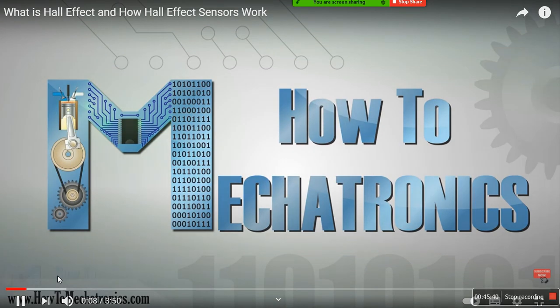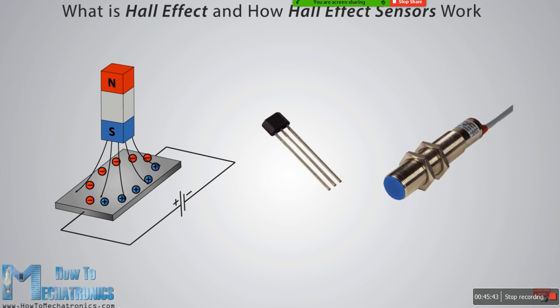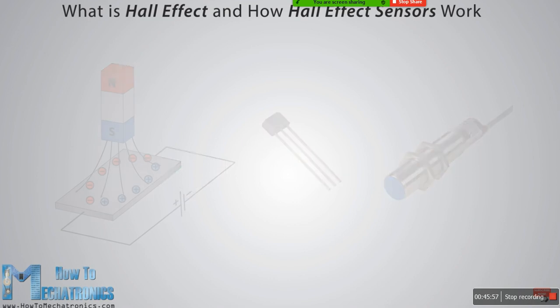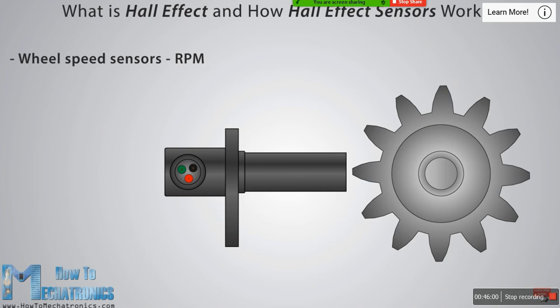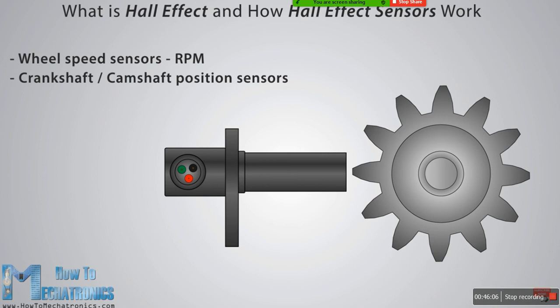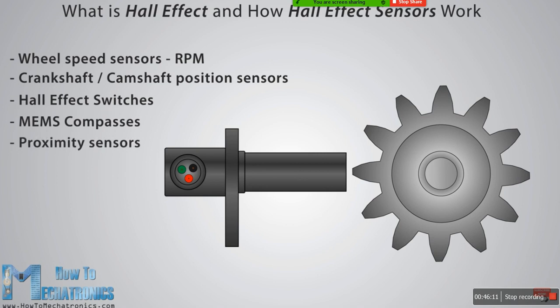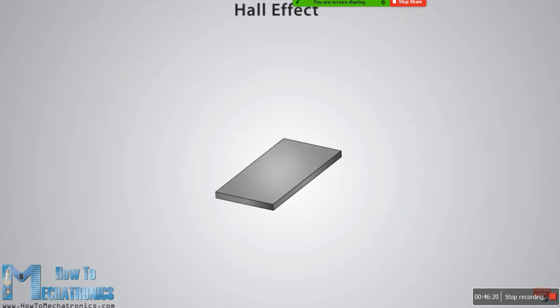Hello, Danielski here from howtomechatronics.com. In this video, we will learn what the Hall effect is and how Hall effect sensors work. The Hall effect is the most common method of measuring magnetic field, and Hall effect sensors are very popular and have many contemporary applications. For example, they can be found in vehicles as wheel speed sensors, as well as crankshaft or camshaft position sensors. Also, they are often used as switches, MEMS compasses, proximity sensors, and so on. Now we will go through some of these sensors and see how they work, but first let's explain what the Hall effect is.